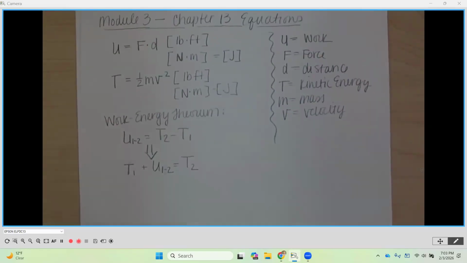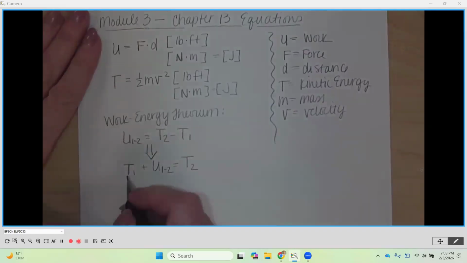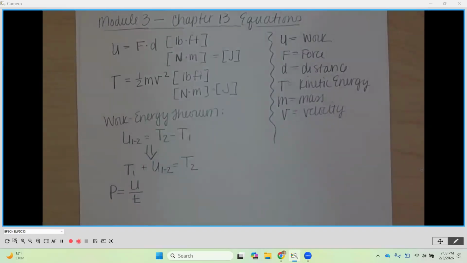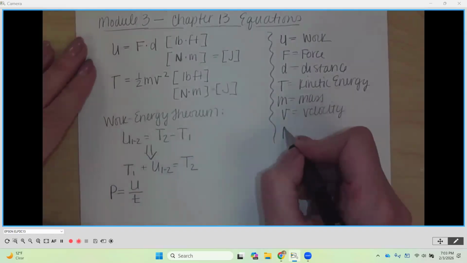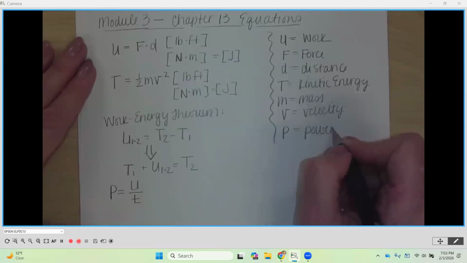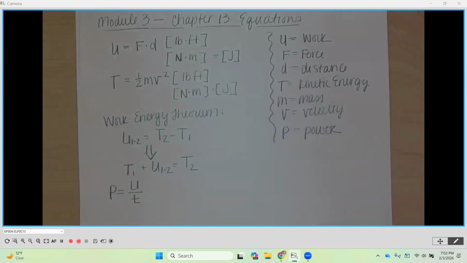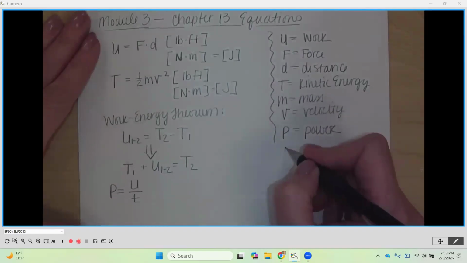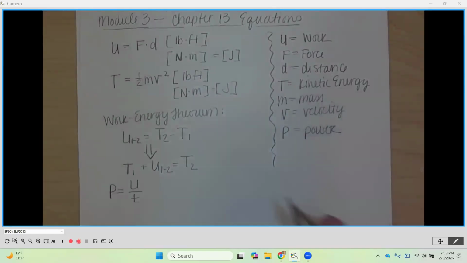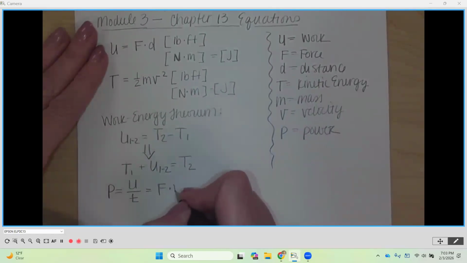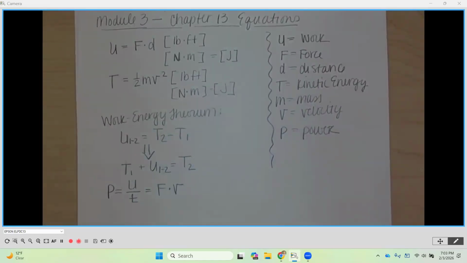Now we did have power in our presentation, so we're going to add that here. Power, capital P, is equal to work divided by time. So however much work that was done in the amount of time that it takes to do that. So P is equal to power. I continue to use capital P. The book uses just the word power, but I'll just use capital P. It's totally fine. And then that can also be equal to F, or force times velocity.